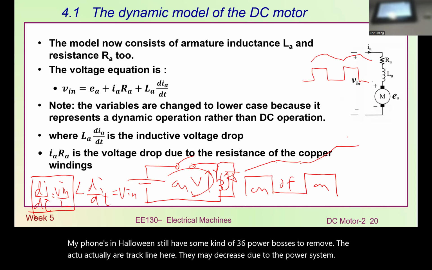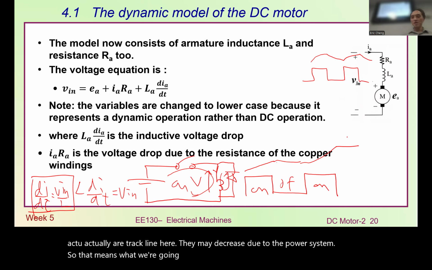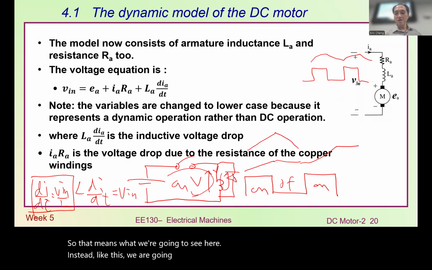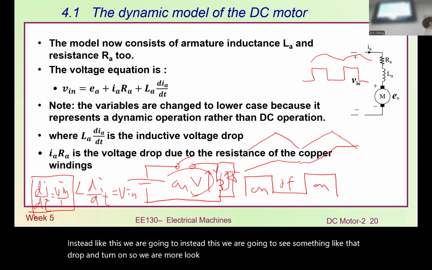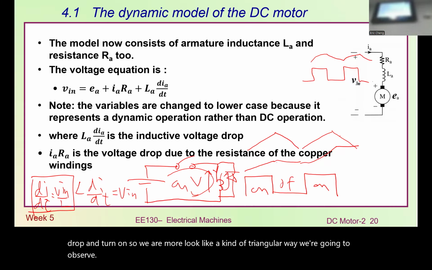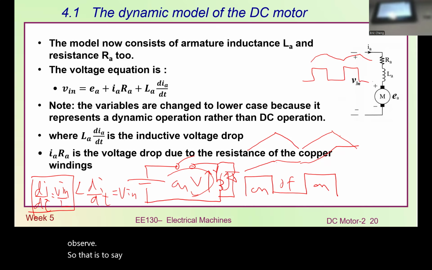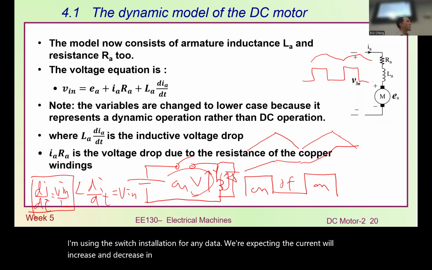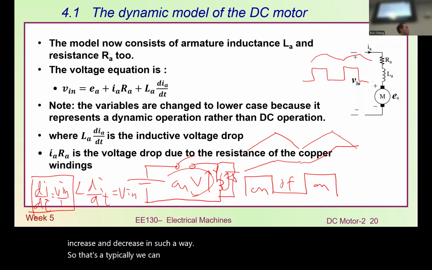So instead of a flat line like this, we are going to see something like a drop, and then turn on. It looks more like a triangular waveform that we are going to observe. That is to say, if we use this switching circuitry for any inductor, we expect the current to increase and decrease in such a way. That's typically what we can see in inductor operation.